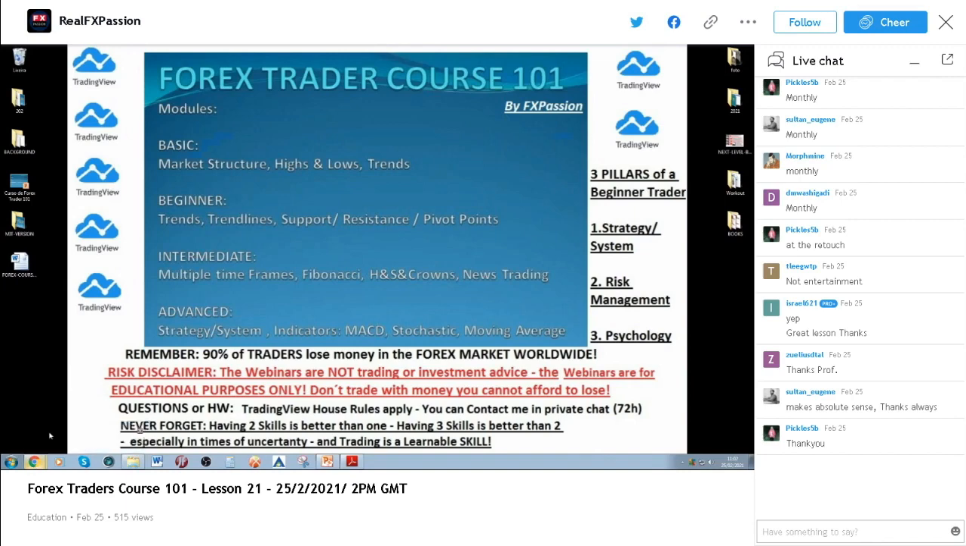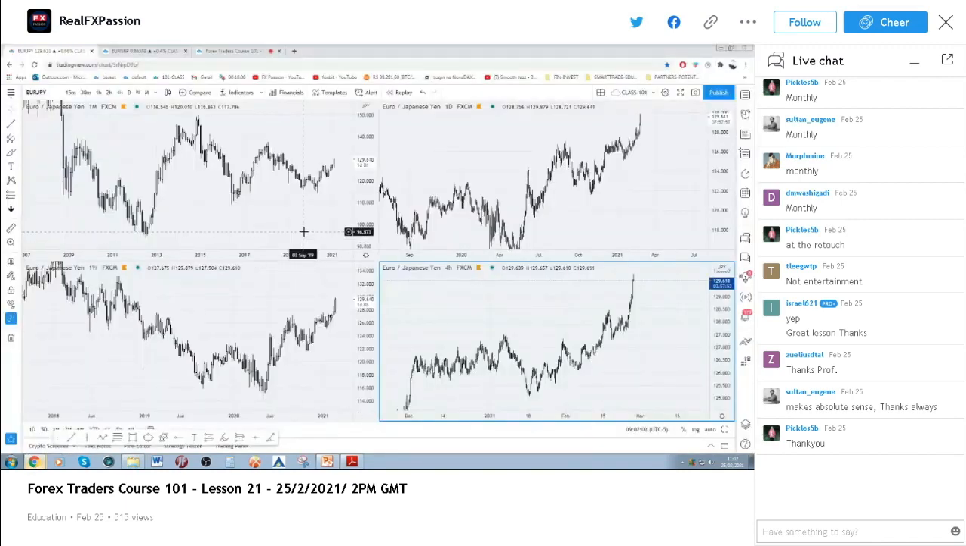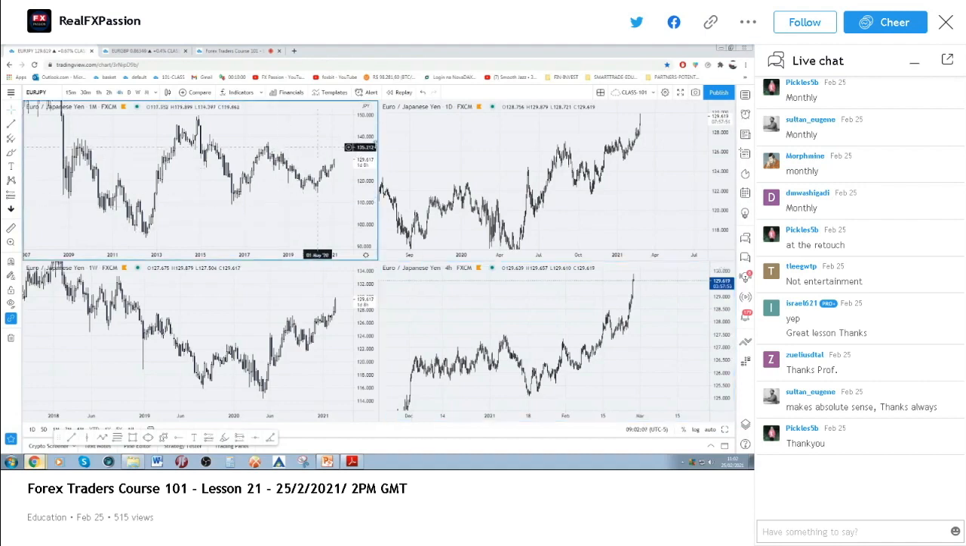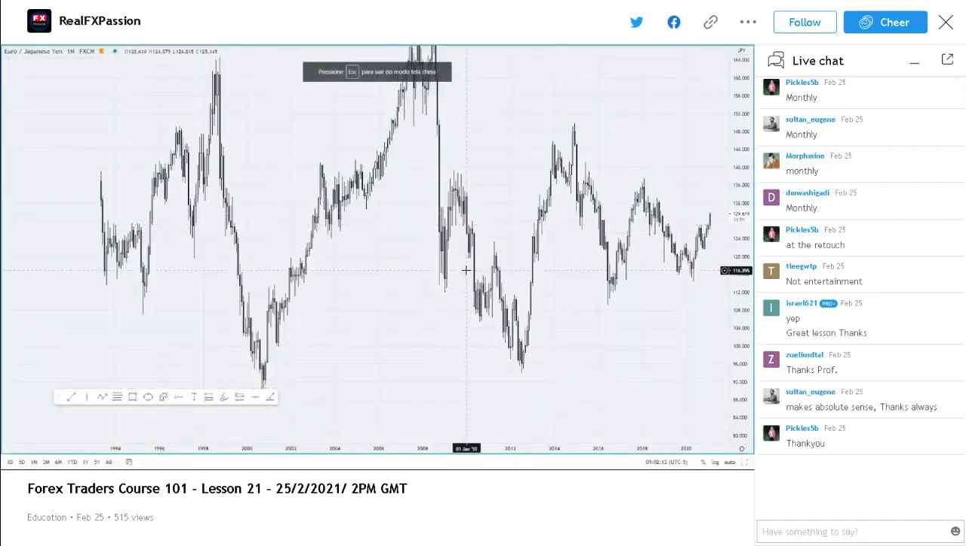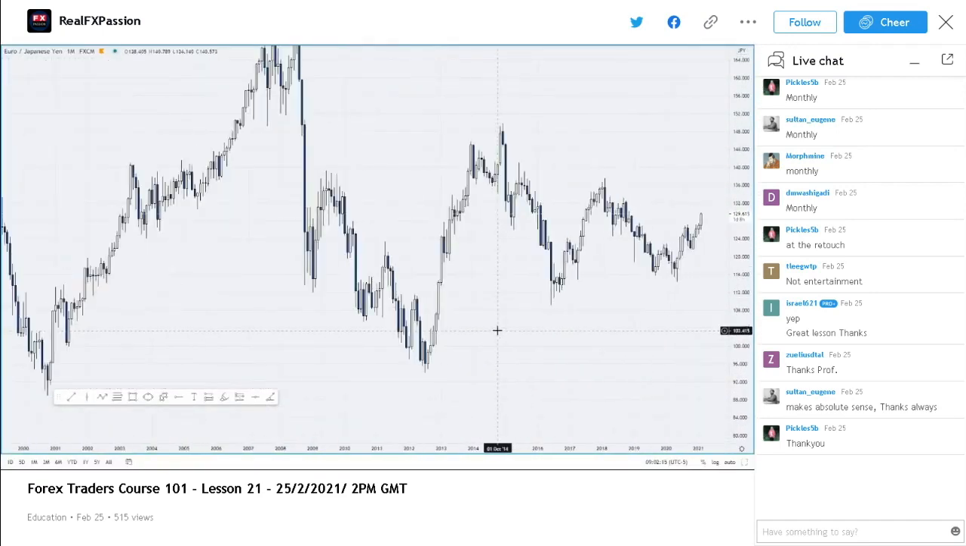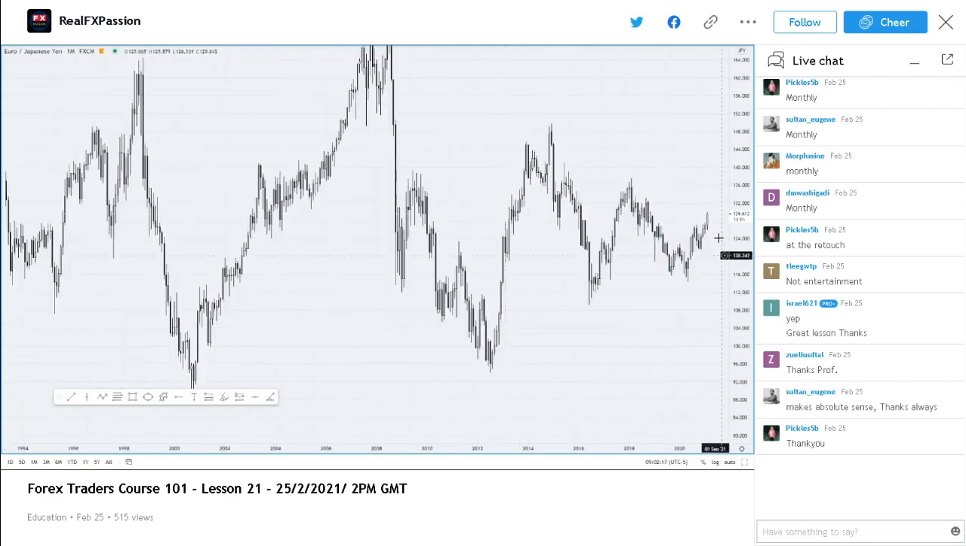That being said, everybody, let's go to the charts. Today's lesson 21: how to trade pivot points in an uptrend. We are on Euro JPY, the Euro JPY monthly chart.